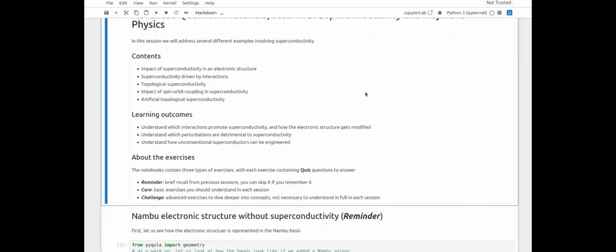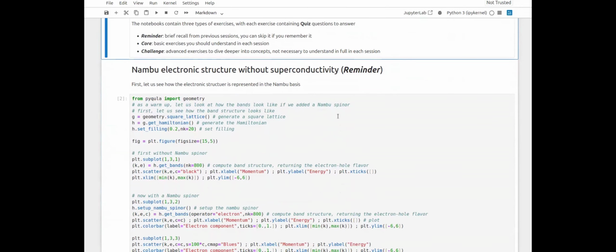So let us start with the first exercises, and we are going to start with a reminder about the Nambu electronic structure in the absence of superconductivity. The whole idea is that when you have a superconducting state, in order to understand the excitations, you need to enlarge the state itself. So instead of working just with electrons, you need to work with electrons and holes. And this is what we call a Nambu spinor.